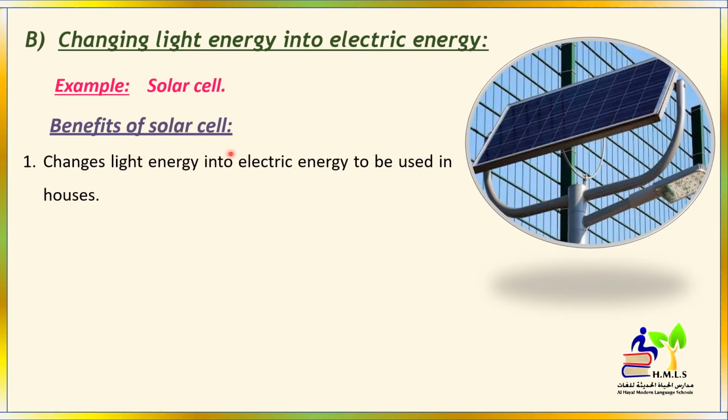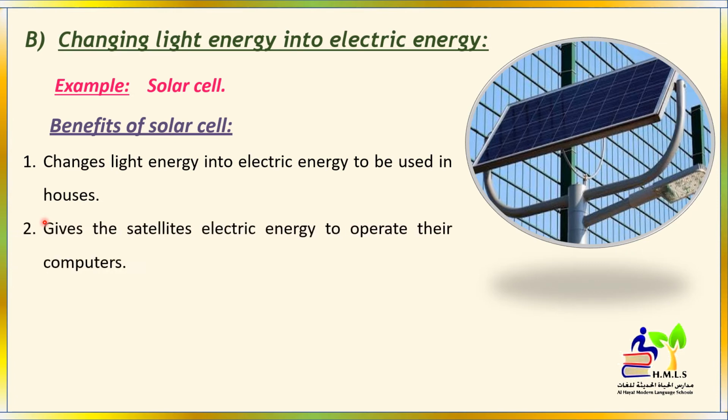What are the benefits of the solar cell? The solar cell changes light energy into electric energy to be used in houses. We can fix a lot of solar cells on the roof of the buildings. These solar cells will take the light energy from the sun and change it into electric energy to be used in houses. Number 2, gives the satellites electric energy to operate their computers.